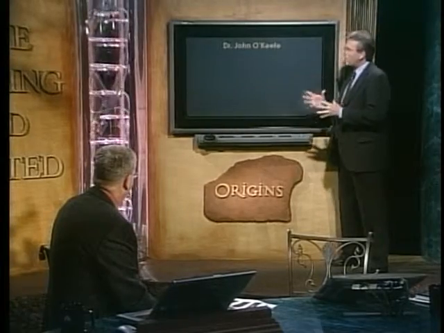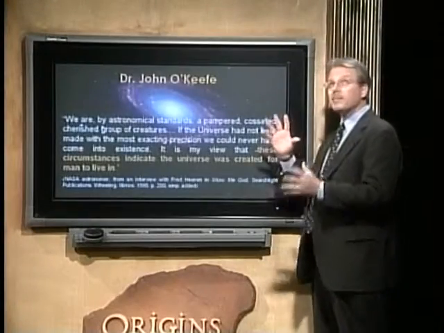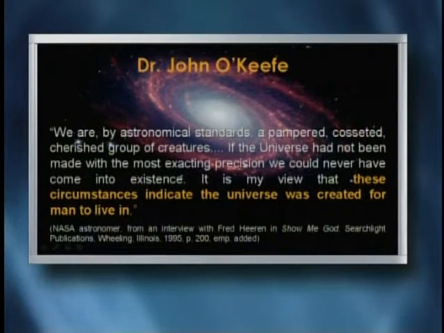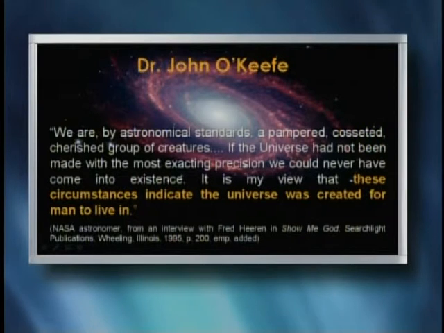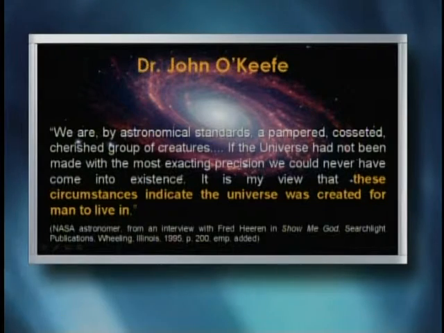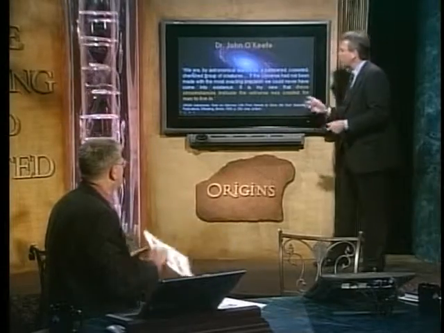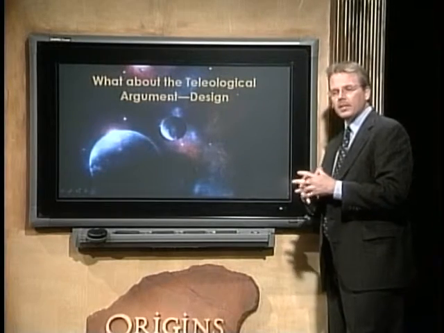In fact, if you ask NASA astronomer John O'Keefe what he thinks about, we look out into the universe, he said, we are by astronomical standards a pampered, cosseted, cherished group of creatures. He said, if the universe had not been made with the most exacting precision, we could have never come into existence. It is my view that these circumstances indicate the universe was created for man to live in. So when we hear people say that all credible scientists believe in evolution, that isn't true. You have people like Dr. John O'Keefe who are not afraid to use words like create. I think the more scientists look out into space or into nature, they realize, hey, there's a complexity here that evolution cannot explain.